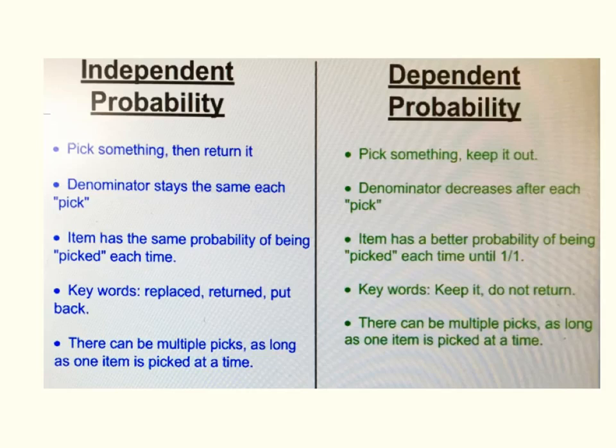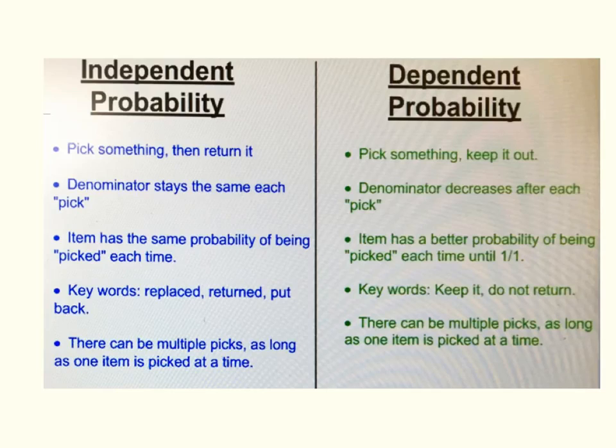For independent, the item has the same probability of being picked each time. For dependent, the item has a better probability of being picked each time one is removed until you get down to the last choice. Some keywords for independent are replaced, returned, or put back. Some keywords for dependent are keep it out, do not return it, do not put it back in the bag, those sorts of things.